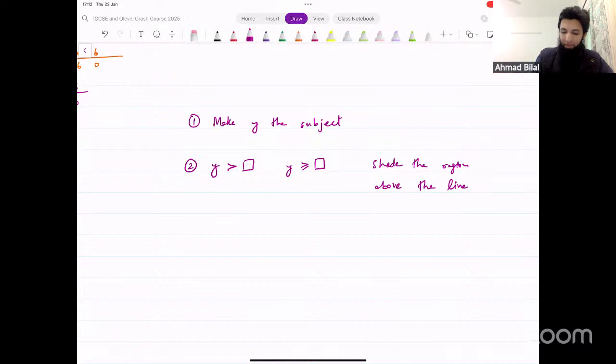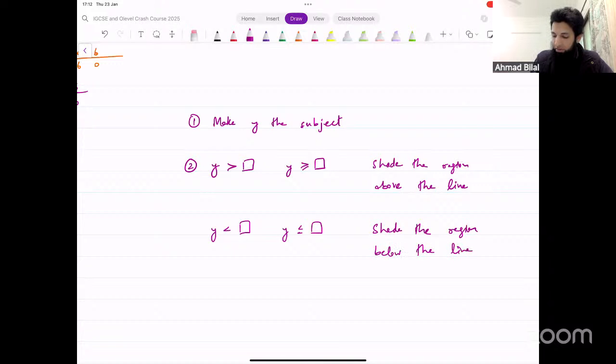And if you have y less than something or less than or equal to something, in this case, what you do is you shade the region below the line. When you have greater than something or greater than or equal to something, you shade the region above the line. And when it is less than something, less than or equal to something, you shade the region below that line.